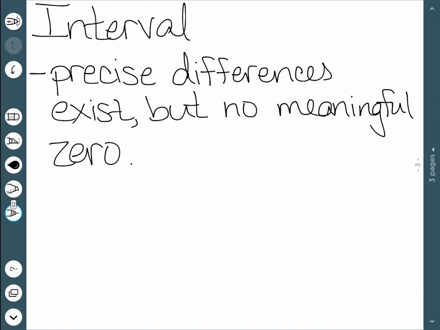The next level is going to be interval level. In the interval level, we now have precise differences that exist, but there's no meaningful zero. And what we mean by a meaningful zero is the fact that zero means the lack of something. A good example of interval level would be temperature. While we can have a temperature of 0, it doesn't mean there's no temperature outside.